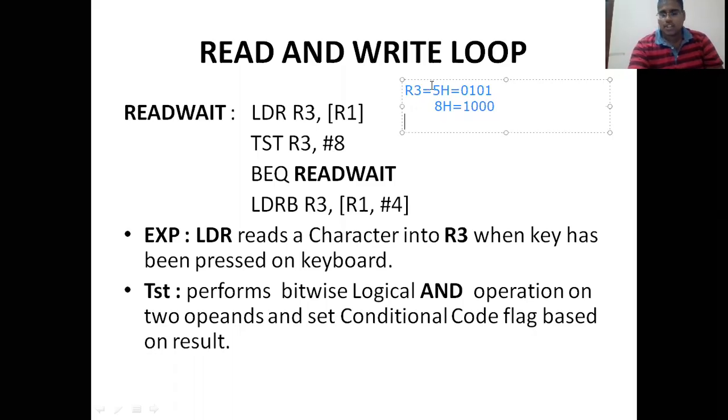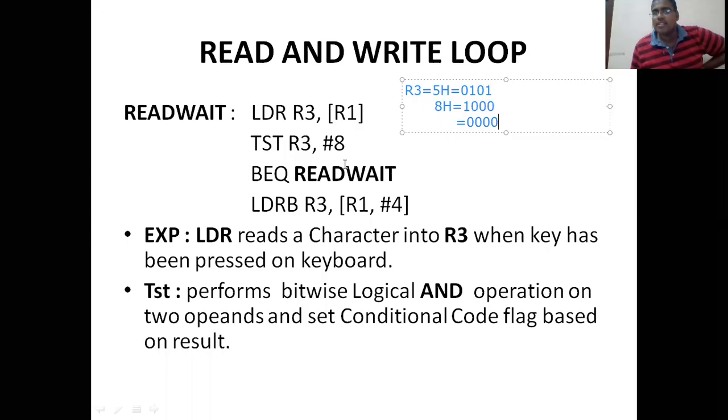So whenever I perform the test operation, what result am I going to get here? It is going to perform a bitwise AND operation. Whenever the AND operation between 0 and 1 is 0, similarly 1 and 0 is 0, 0, 0. So the answer we are going to get is 0. So what is the meaning of this? The BEQ instruction will check the result. Here the result is equal to 0. So whenever the obtained result is equal to 0, it will again move to this particular address, this particular label.